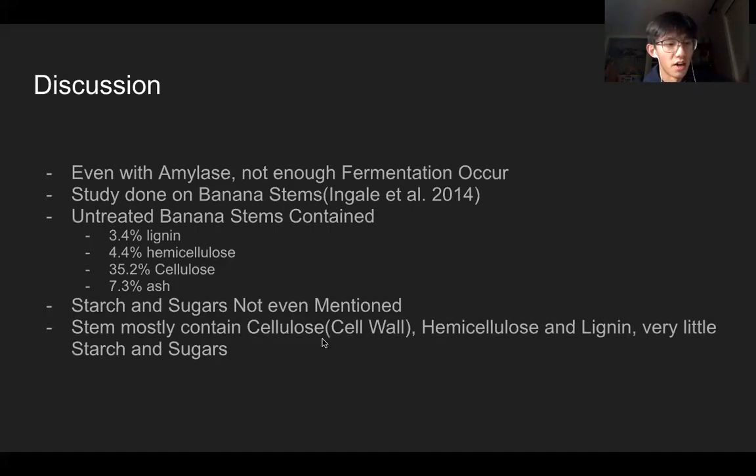The result of not much fermentation occurring could be explained by the fact that stems do not contain a large amount of sugars and starches needed for fermentation. A study done on banana cells in 2014 showed that banana cells contain 3.4% lignin, 4.4% hemicellulose, 35.2% cellulose, and 7.3% ash. Starches and sugars were so low in quantity that they weren't even mentioned.